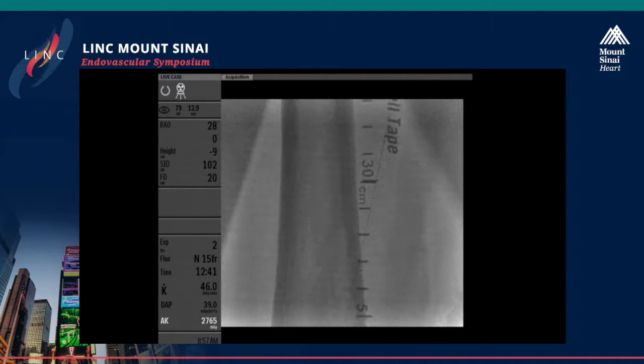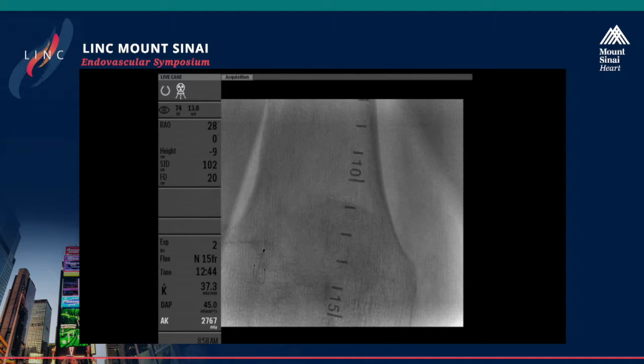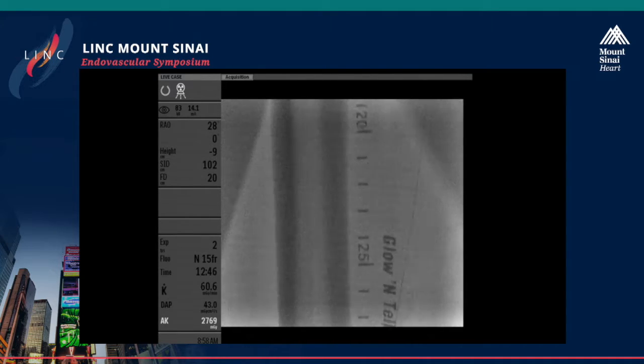So we also use the Spider FX filter here for this particular case.